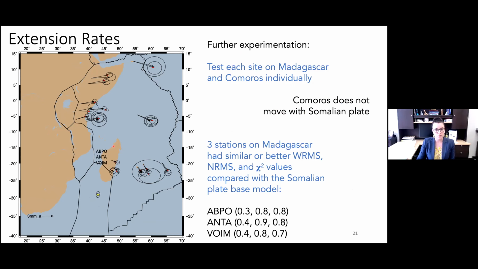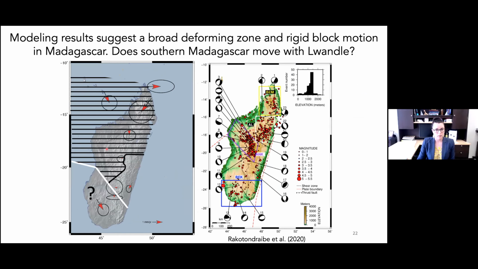And then we also test each site individually on Madagascar to see if they are consistent with Somalia plate motion. And we find that 3, in fact, are. So this is a geometric interpretation of the data. So the ones that were, and these are residuals also I'm showing here. So the ones that are here, they did fit with rigid Somalia plate motion, and that was also consistent with the low seismicity in that region.